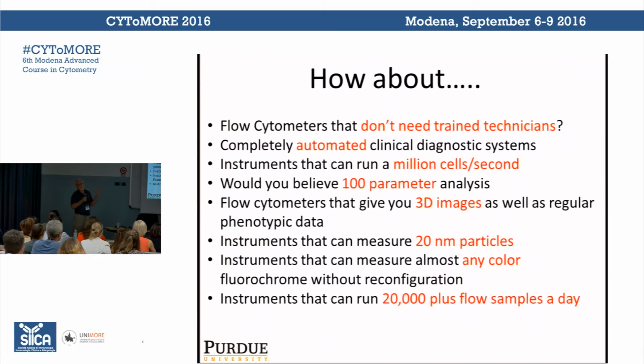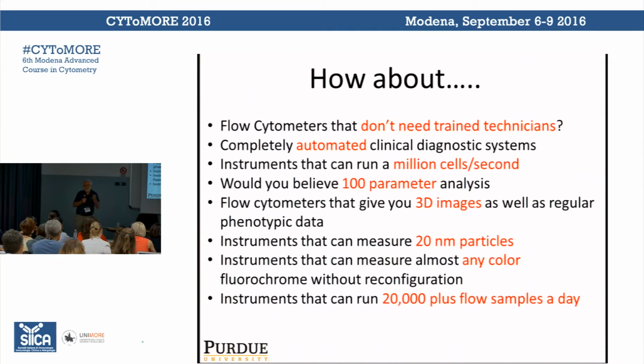Could you get 3D images as well as normal flow data in an instrument? Could you measure a 20 nanometer particle in a flow cytometer? Well, of course you can't. Everybody knows that, right? You never know. Could you measure any colour at all, irrespective of what the colour was? Could you run 20,000 samples a day, or maybe more?